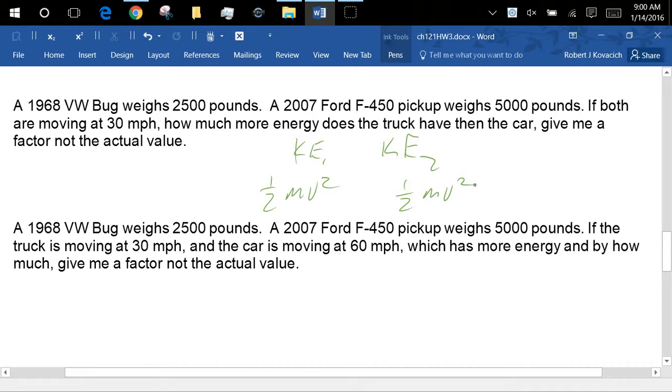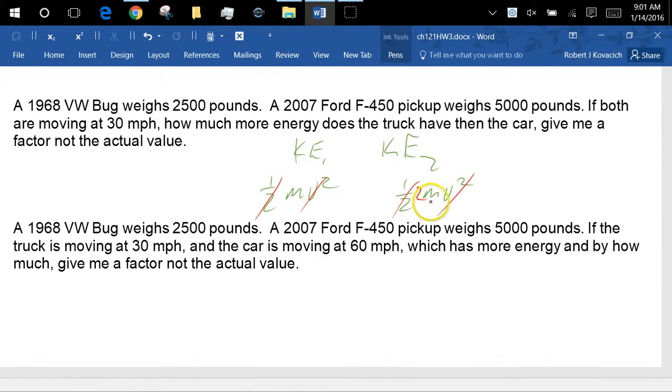All right, so what do I know? What can I do with this equation when I'm comparing these two things? Cancel. I can start canceling stuff. I can get rid of the half right away because the half's in both of them. What else can I get rid of? The velocity squared can disappear because the velocity of both of these two things is the exact same. What's the factor difference between the two masses? The truck is double the mass, right? So how much more kinetic energy does the truck have? Twice as much. That's it. Twice as much kinetic energy.